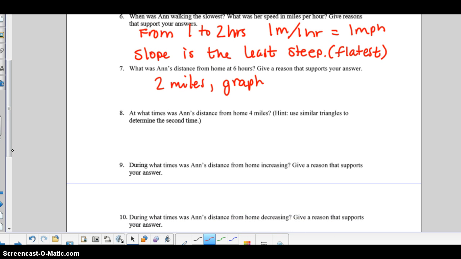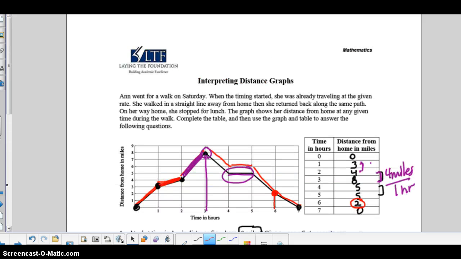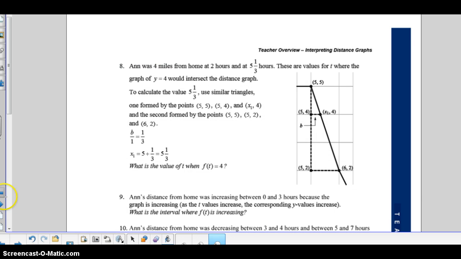Number 8 says, at what time was Anne's distance from home 4 miles? It says to use similar triangles. We're going to actually just make an estimate today, and we'll talk about similar triangles later on as far as how to find that. I'm going to take a little bit off of this graph so we can use it. So distance was 4 is what the question asks.